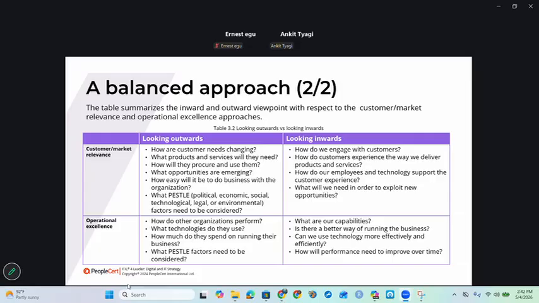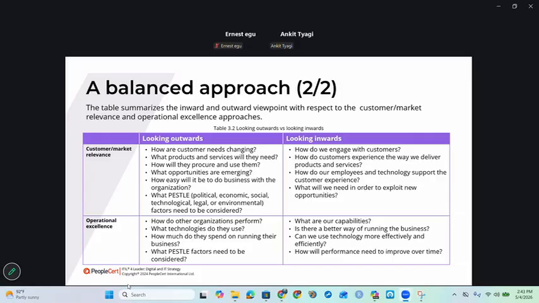For looking inwards, considering customer or market relevance, how do we engage with the customers? We may need to improve the way in which we engage with them. How do customers experience the way we deliver the products and services? How do our employees and technology support the customer experience? And what will we need in order to exploit new opportunities?